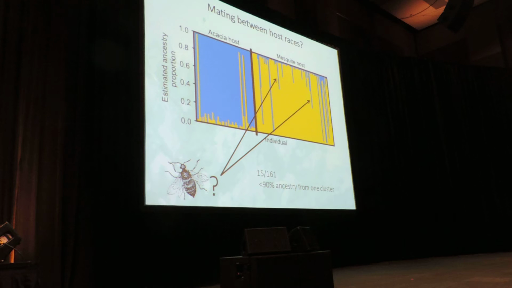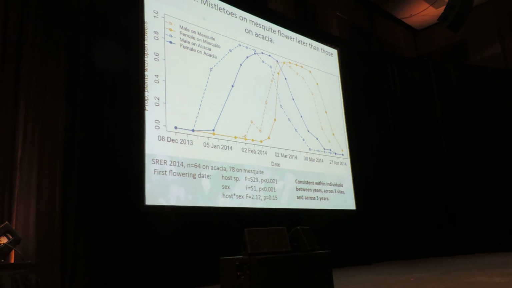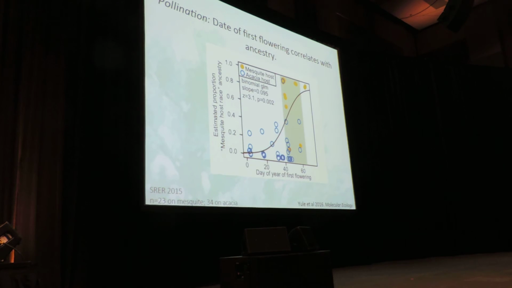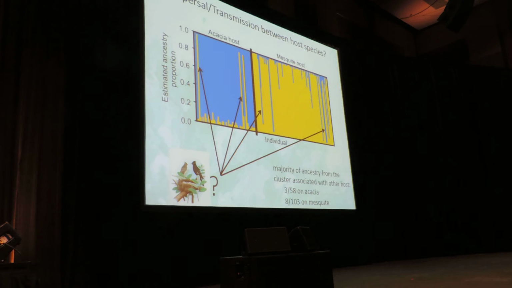So we see the strong host race formation, but we don't see very many individuals that are the result of crosses between the two host races, and so therefore due to pollination. We think the mechanism for this is differences in the flowering phenology of the two host races. And we see some evidence for this flowering phenology being under partial genetic control, and not just simply a response to the physiology of the hosts.